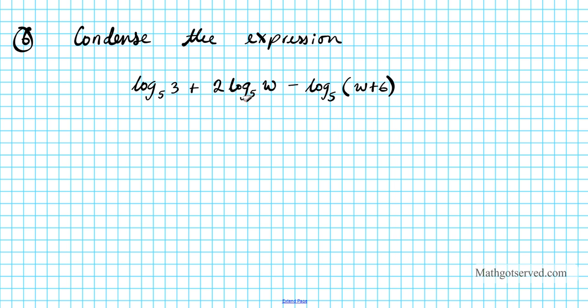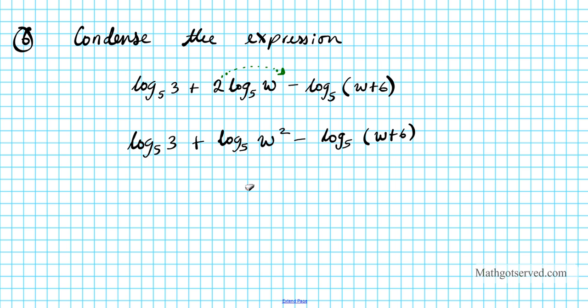but before we can condense with those properties, the logs must be identical. You notice that this is a log on its own, this is a log on its own, this has a 2 as a coefficient. So we need to address this to make them uniform first before we can condense. To address this, we're going to use the power property of logarithms so that we can have identical logs. So we're going to have log base 5 of 3 plus log base 5 of w squared minus log base 5 of w plus 6.